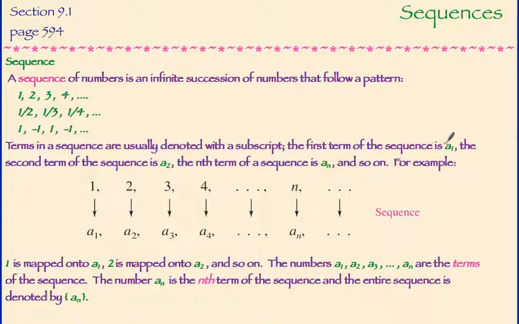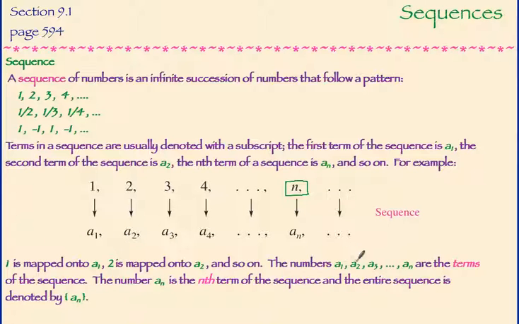The first term of the sequence is a sub 1, the second term a sub 2, the nth term of a sequence a sub n, and so on. For example, if we're looking at the sequence of counting numbers 1, 2, 3, 4, etc., the nth term is the one that's way out there that we just generalize. We call that the nth term. Then the first term, 1, is a sub 1, the second term, 2, is a sub 2. 1 is mapped onto a sub 1, 2 is mapped onto a sub 2, and so on.